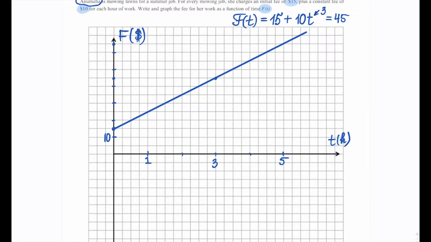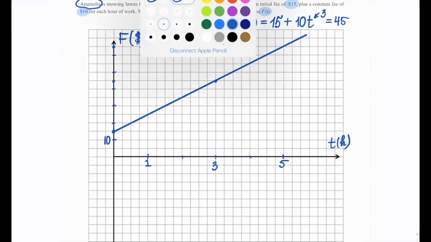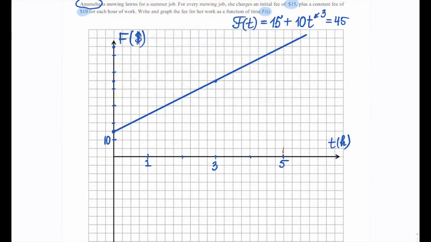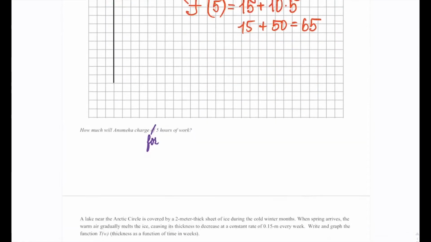All right. Then the question in the problem is how much she would charge for 5 hours of work. Well, let's see. 5 hours. From the graph, it tells me that it's going to be $65. Well, let's check algebraically. If I were to evaluate this function at 5 hours, then this would be 15 plus 10 times 5, 15 plus 50, 65. Why, what do you know? We are correct. Let's move on to the next problem.